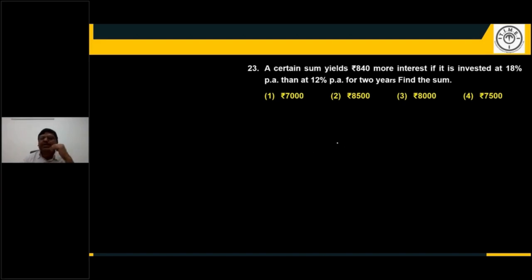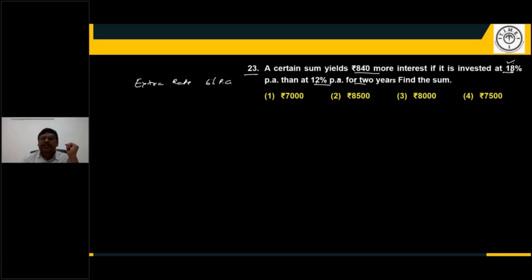Students, it's so simple. It is such a simple question. Again, we are going back to ratios. See, I'm getting 840 more interest because I'm getting how much interest extra? If it is invested at 18% rather than 12%. So that means how much extra interest you get per year. Instead of investing at 12%, if you invest at 18%, you will get 840 more. For how many years? For 2 years. So students, how much extra rate are you getting? Extra rate is 6% per annum.